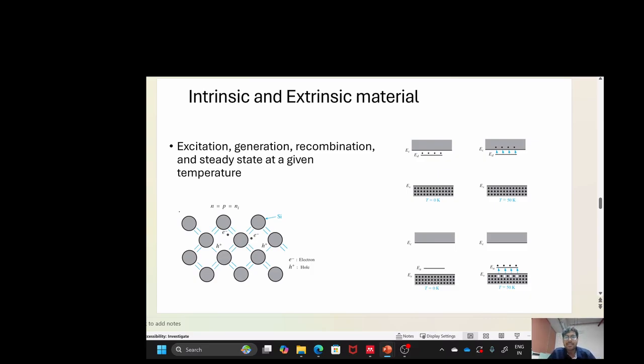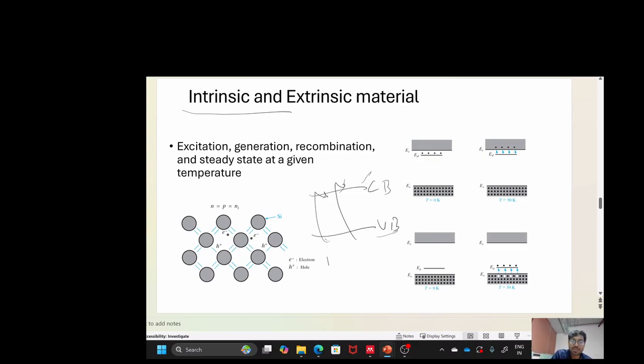So let us see with the intrinsic and extrinsic materials. In intrinsic semiconductors, that we've already seen, there is the conduction band and the valency band. There is no external doping, so there are no impurities. Whatever electrons are excited from the valency band are the only electrons which are in the conduction band.